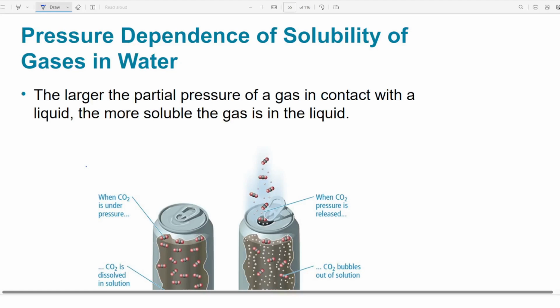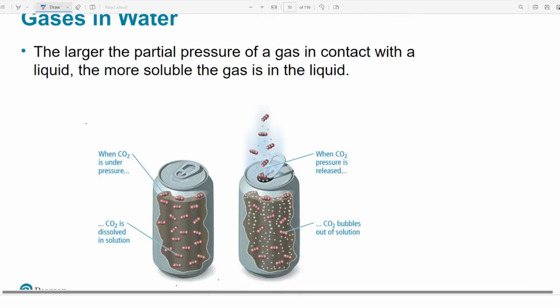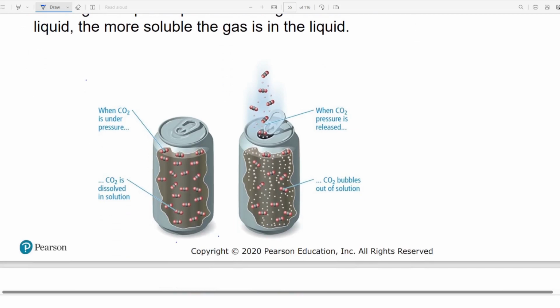Increasing the pressure of a gaseous solution increases the solubility of a gas in a liquid. The larger the partial pressure of a gas in contact with a liquid, the more soluble the gas is in the liquid. So here we see 2 cans of soda pop. On the left, the can is unopened, and we see that when the CO2 is under pressure, the CO2 remains dissolved in solution. But when the pressure is released by opening the can on the right, the CO2 bubbles out of solution.